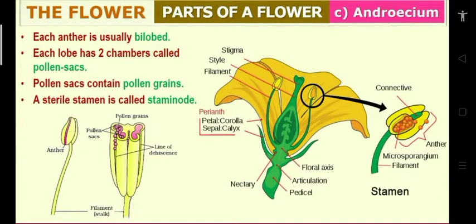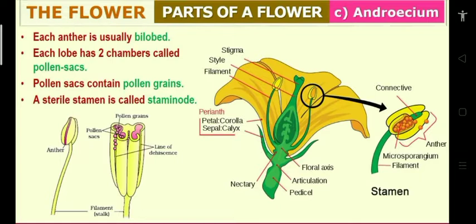Just now I said, the stalk of the stamen is the filament. The proximal end of the filament is attached to the thalamus or petal. Now come to the anther. Anther is bilobed, which means two lobes are present. Each lobe has two chambers or two pollen sacs, then it is called a dithecous anther.